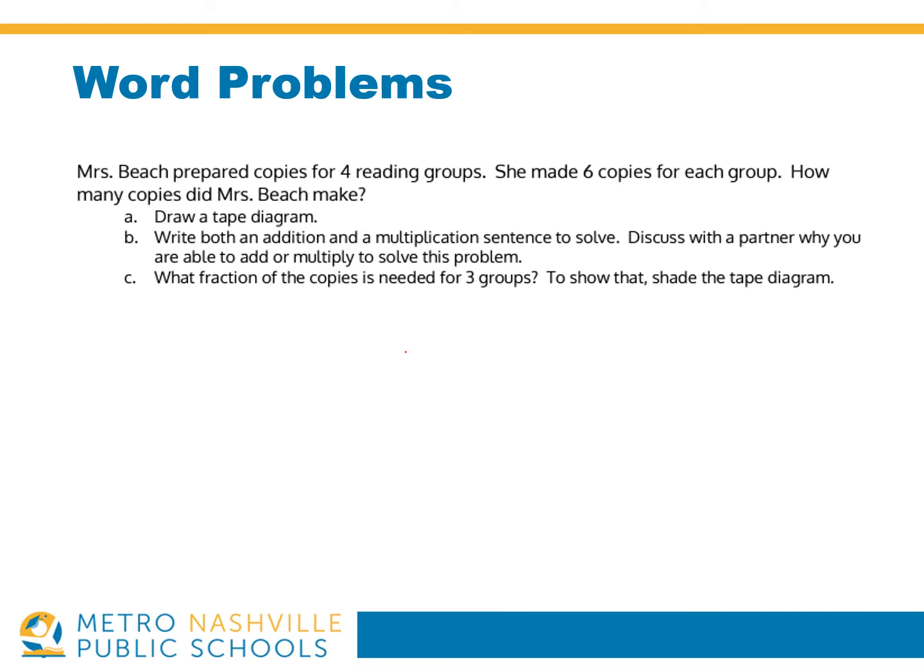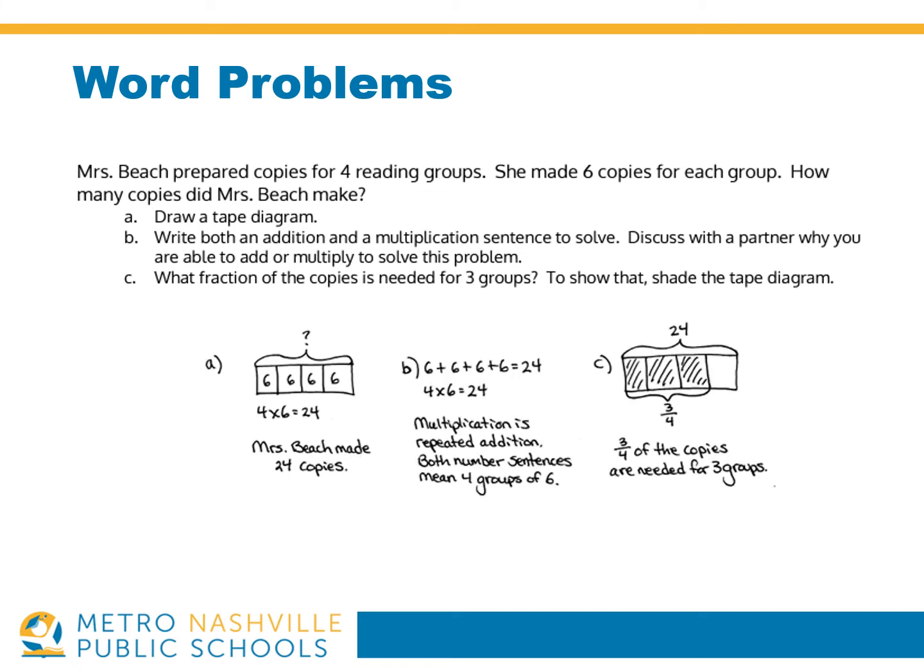Let's take a look at the additional guidance you would have in your teacher guide to help you guide students through how to solve this problem. In part A, students were asked to draw a tape diagram. Here you can see the pictorial model showing 6 copies needed for 4 groups of students. Part B asked students to write both an addition and a multiplication sentence to solve the problem, and to discuss with a partner why they were able to add or multiply to solve this problem.